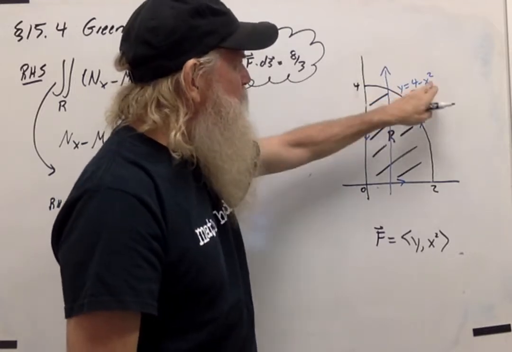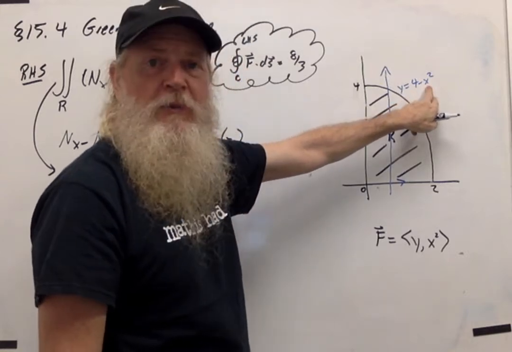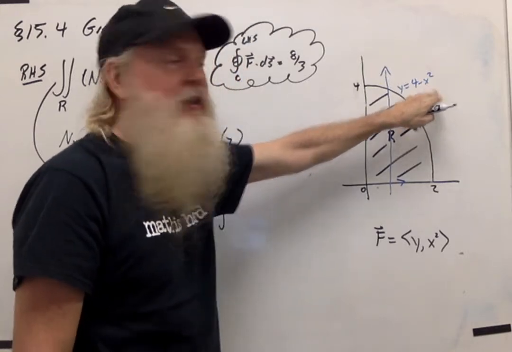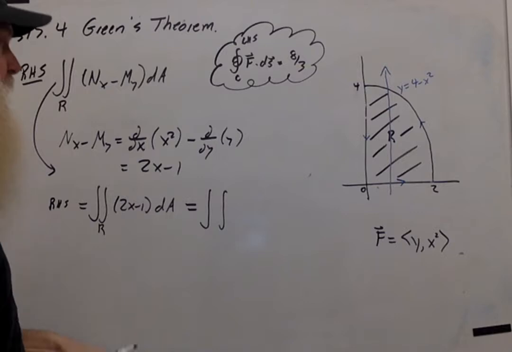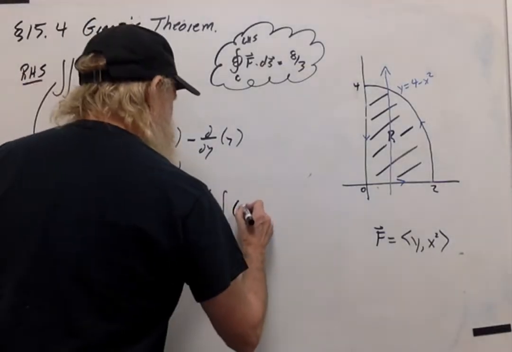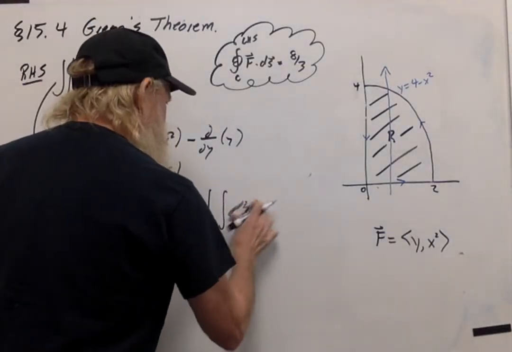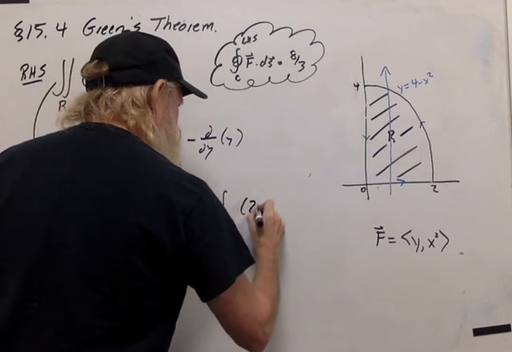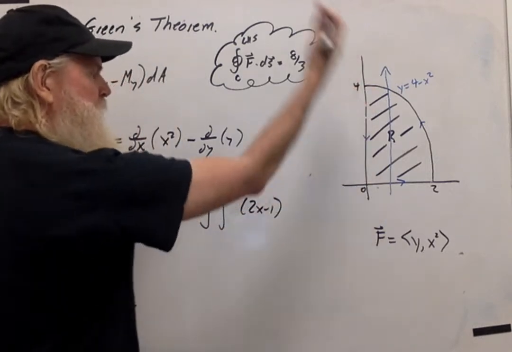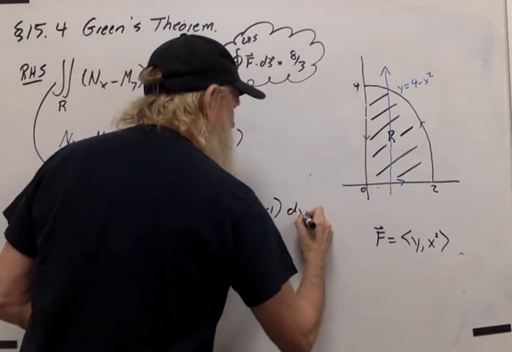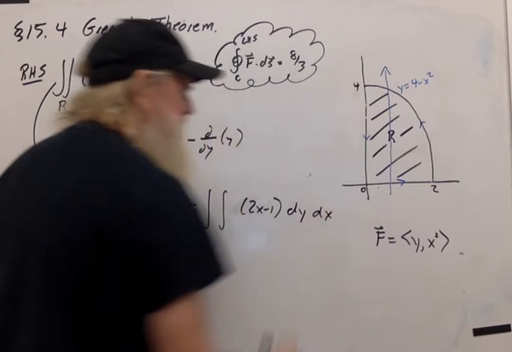If I were to slice this way, I would have to solve for x in terms of y, and that would give me square roots, and that seems like an unnecessary complication. So my integrand is 2x minus 1. And since I want to slice vertically, I'll be putting dy on the inside, dx on the outside.